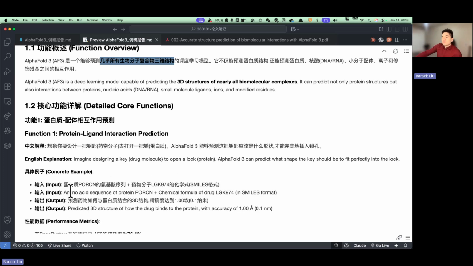Interesting. So the input will be the amino acid sequence of protein PORCN, and the chemical formula of drug LGK974. The output is the predicted 3D structure of how this drug binds to the protein with accuracy of 1.0 angstrom, which is 0.1 nanometers.